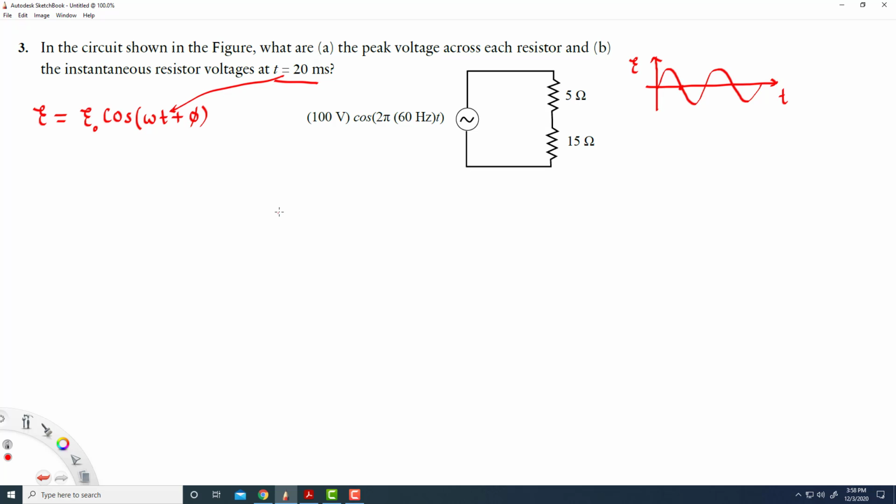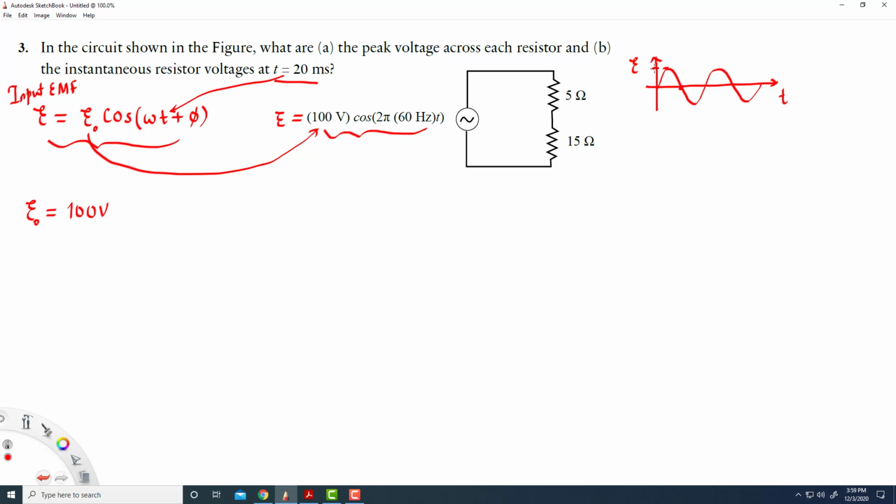Okay, so let's first find the peak voltage. So this is the supply voltage or supply EMF, or you can say input EMF. Now we can compare this generic equation with the given equation. So this is E. So E naught is 100 volts. So compare term by term. E naught is 100 volts. That means our peak input voltage is 100 volts.